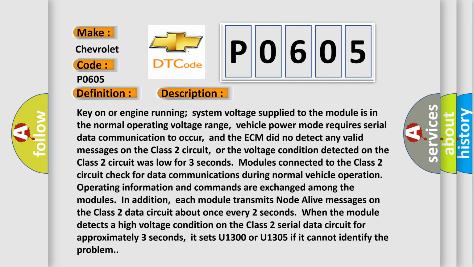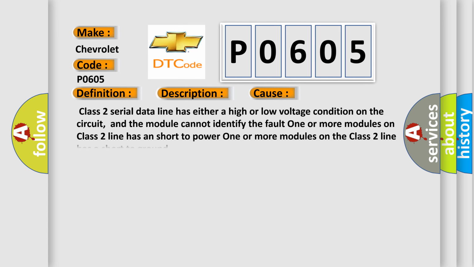When the module detects a high-voltage condition on the Class 2 serial data circuit for approximately 3 seconds, it sets U1300 or U1305 if it cannot identify the problem. This diagnostic error occurs most often in these cases. Class 2 serial data line has either a high or low voltage condition on the circuit, and the module cannot identify the fault. One or more modules on the Class 2 line has a short to power. One or more modules on the Class 2 line has a short to ground.